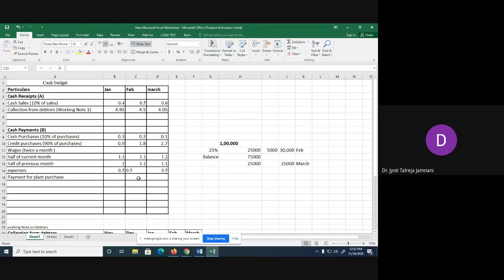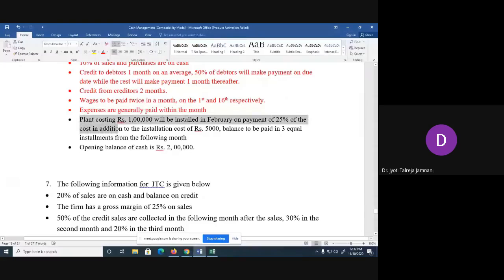Ma'am, why 30,000 in February? Because they have said 25% of 1 lakh, that is 25,000, plus 5,000 installation cost. See here in the question, 25% of the cost, in addition the installation cost of 5,000. So in February we have to pay 25% of 1 lakh and 5,000. So totally 30. Okay, ma'am.